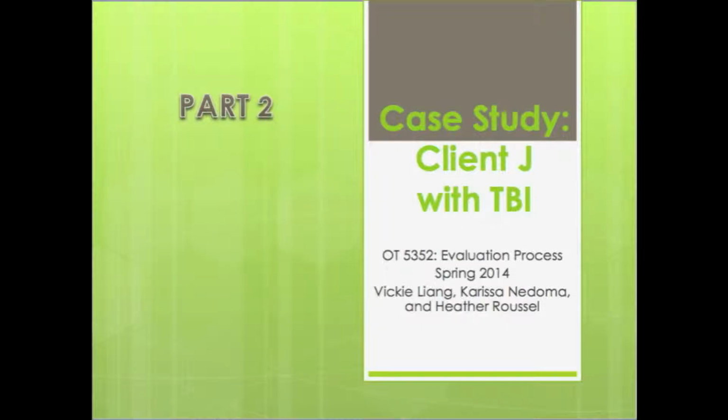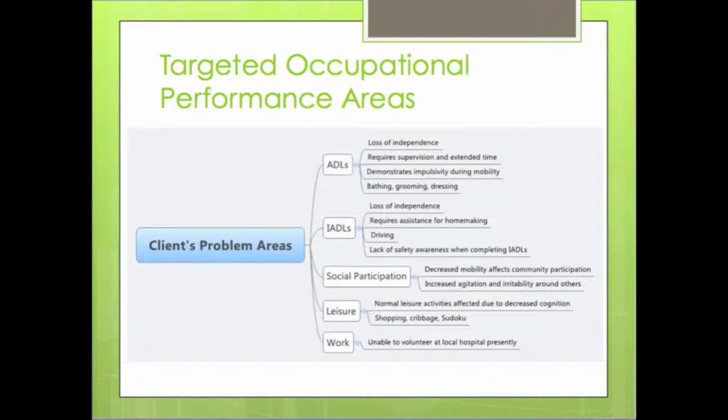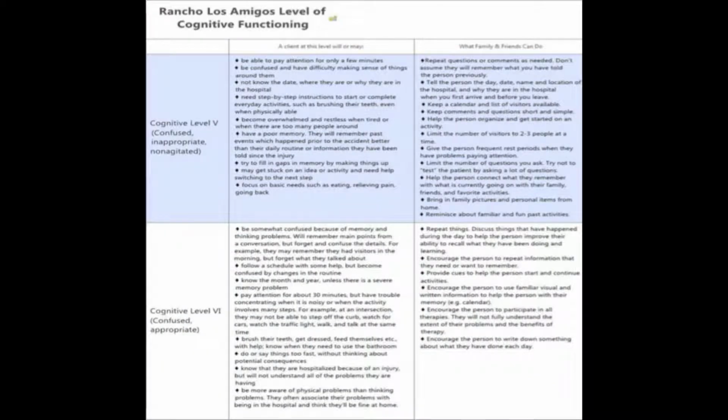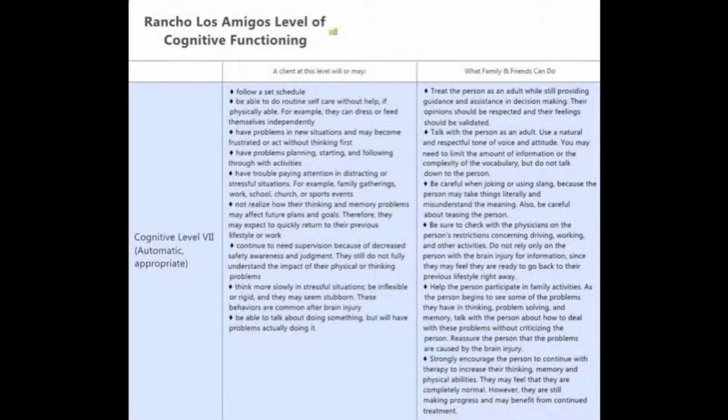Case Study Number 1, Part 2. These are Client J's targeted occupational performance areas in more detail. This is the level of cognitive functioning that Client J is currently at in more detail. Our current goal is to get Client J to level 7, which is automatic appropriate. Person goes through daily routine with minimal confusion. More detail can be seen here.